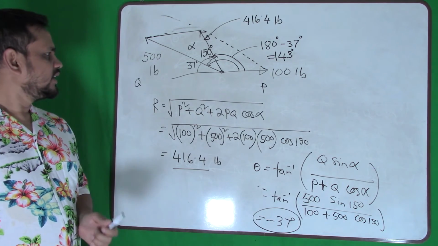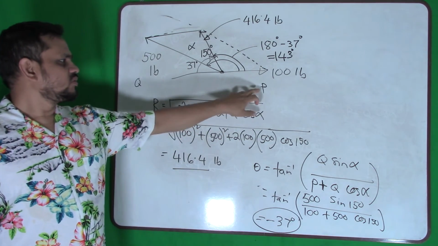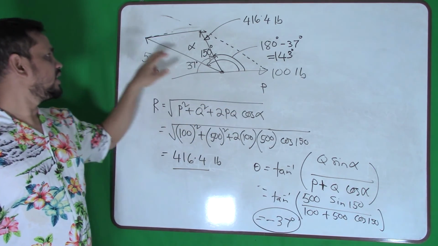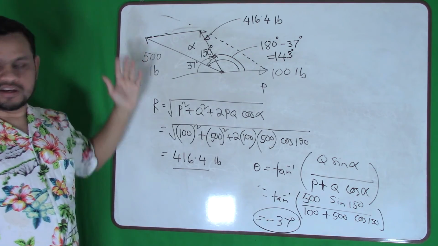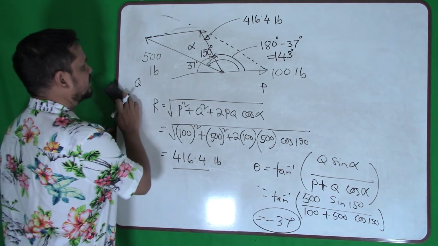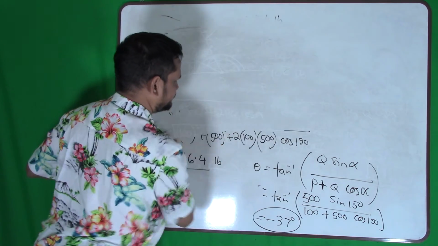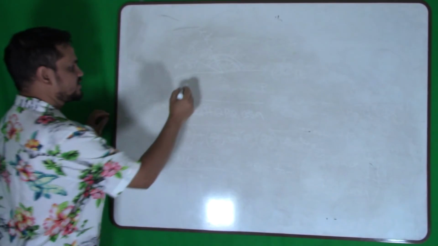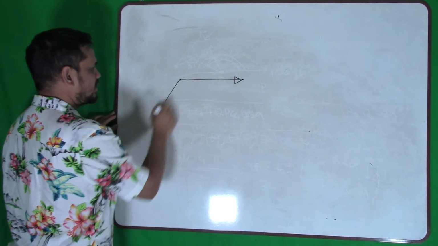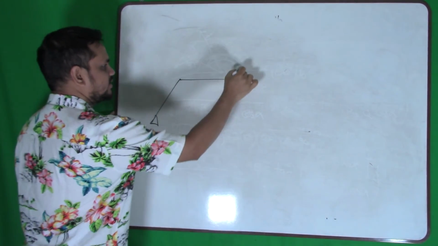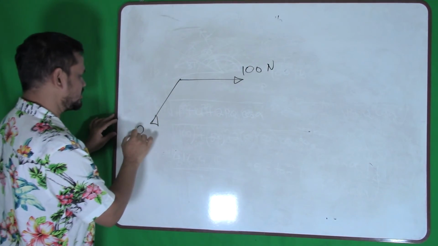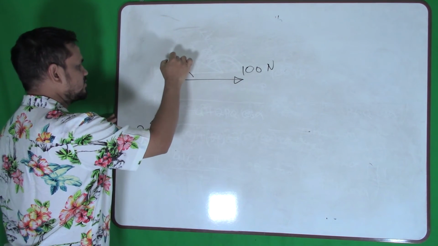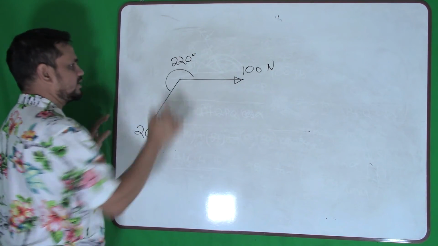Anything else? Yes. Another question may be, who told it is P? Can it be Q? Yes, no problem. You can assume this is Q. You can assume this is P. There is no problem in that. So in that case, if there is a force here, say P, and another force here, say this is 100 Newton, this is 200 Newton, this angle is, who knows, 220 degree.